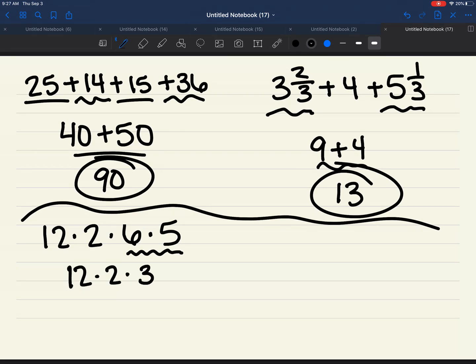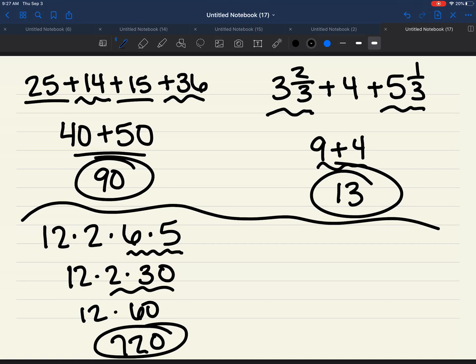Here's why. When you get further down, it's just going to make it easier, right? What's 2 times 3? 6. 6 times 5 is 30. What's 6 times 12? 72. So all you have to do is add that 0, okay? 720. Now, again, some of this is just trying to help you think about what order you need to add in.